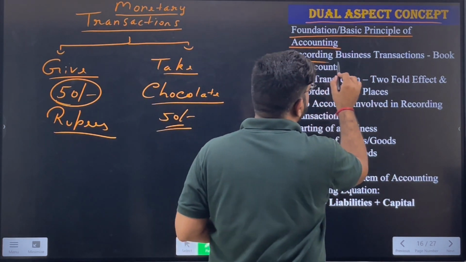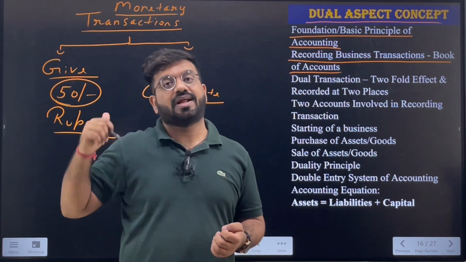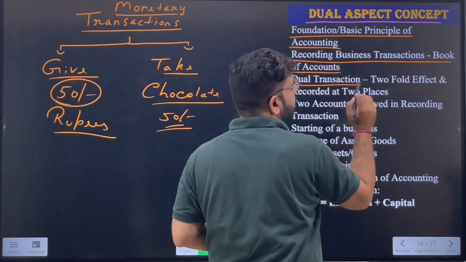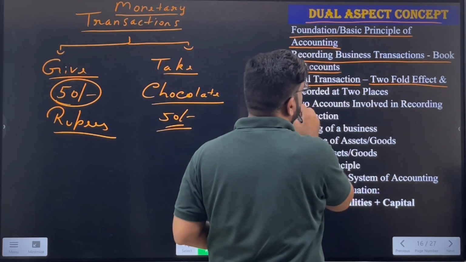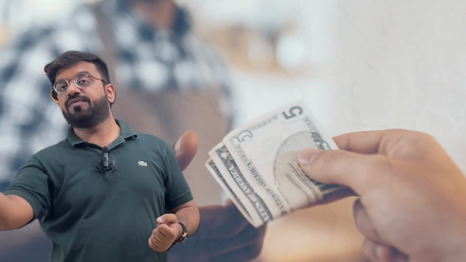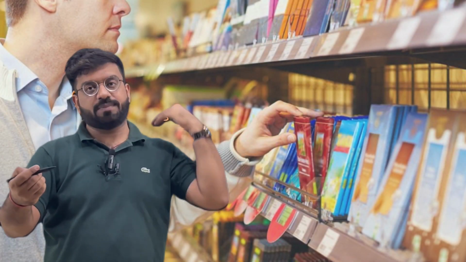Apart from that, in the books of accounts, we record the transactions. So a transaction always has two things in it. Next, dual transaction simply means twofold effect and recorded at two places. Now, I will record this in two places, that I paid 50 rupees and I got a chocolate of 50. Okay. So one, I am giving ₹50. One, I am getting a product of ₹50. So the product is coming in and the cash is going out. This applies to each and every transaction.